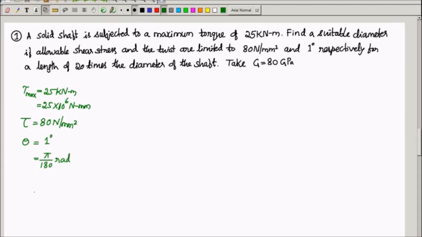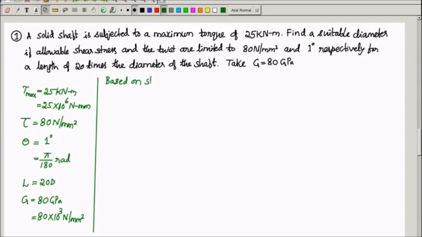And length of 20 times the diameter of the shaft. So L is equal to 20 times the diameter. And G is given as 80 gigapascal. If I write this in terms of Newton per mm square, it becomes 80 into 10 power 3 Newton per millimeter square. Both tau and theta are given here. Means we have to use both strength criterion and rigidity criterion. So let us use strength criterion first.